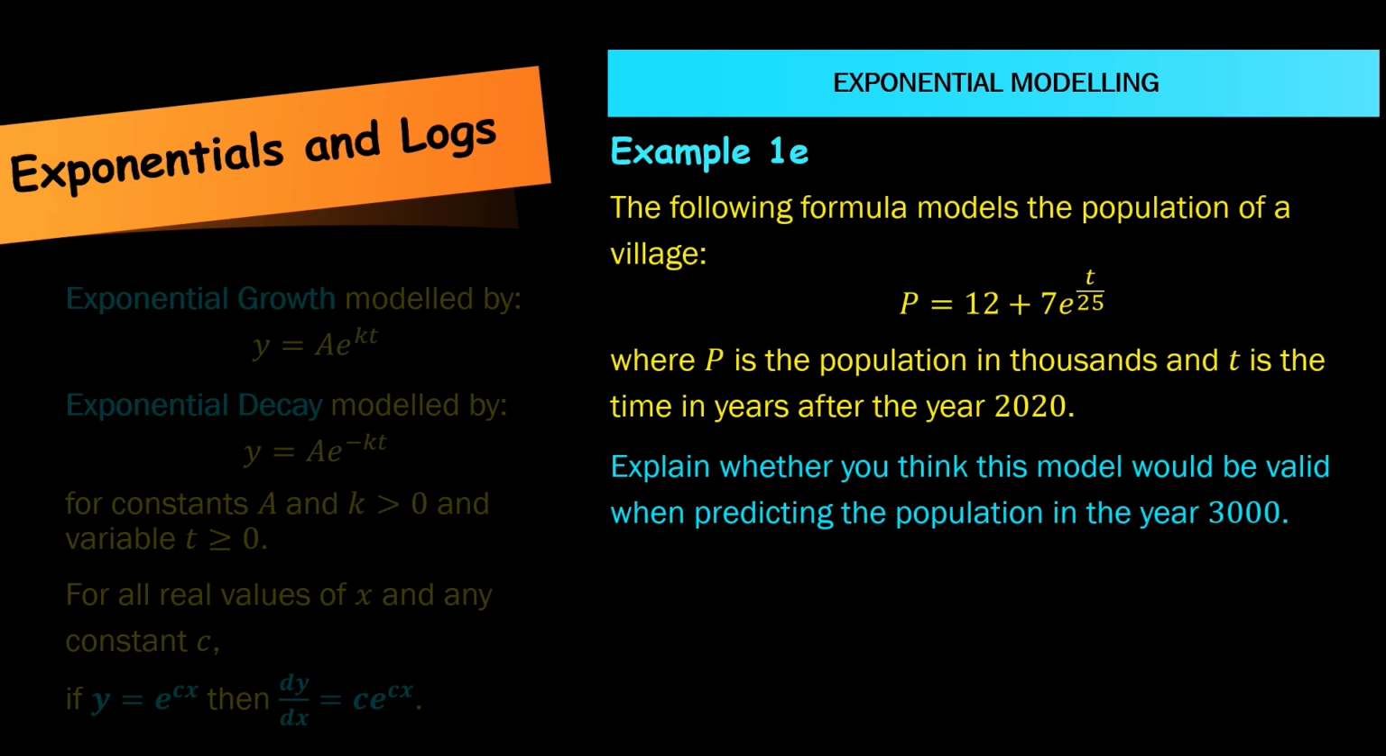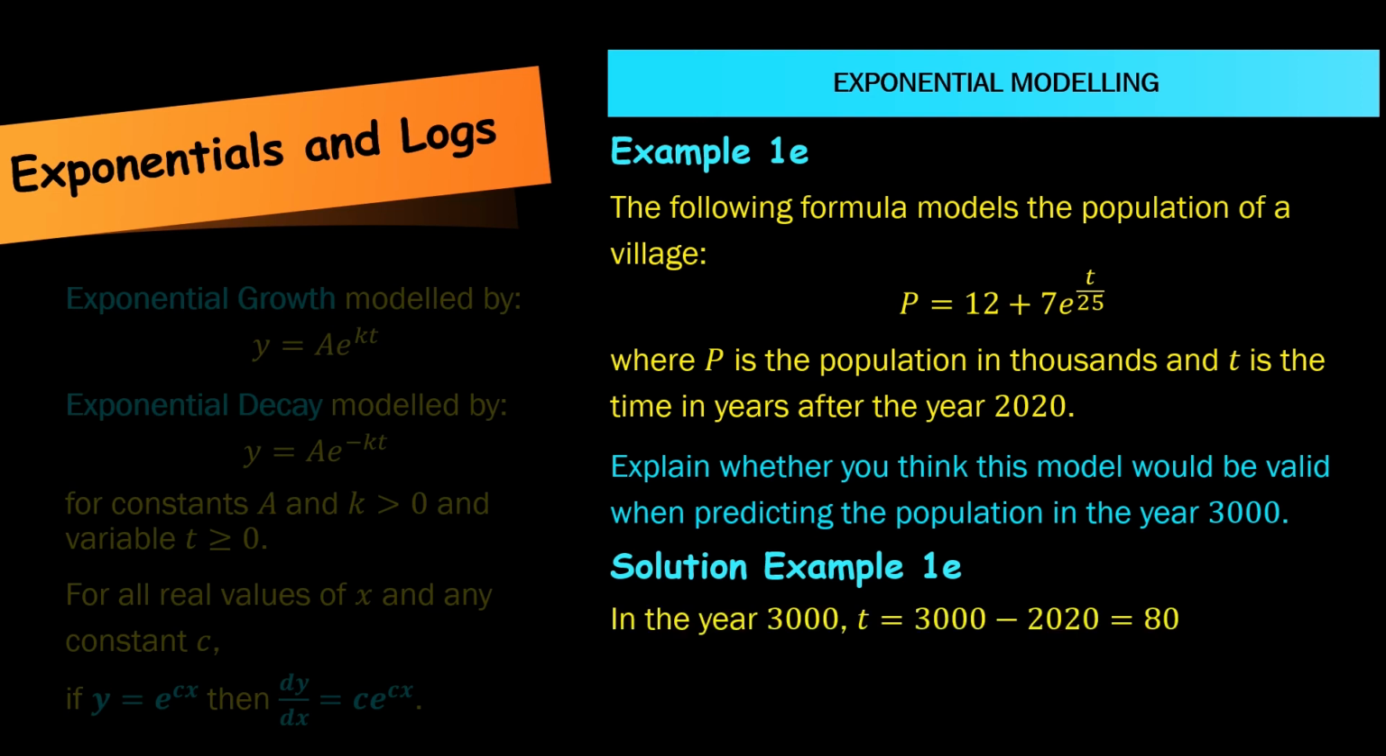And now for example 1e. Explain whether you think this model would be valid when predicting the population in the year 3000. Let's solve this. In the year 3000, if we were to use the formula, t is going to equal 3000 minus 2020, which equals 80. And therefore P equals 12 plus 7 times e to the power 80 over 25. We have input t equal to 80 into our equation for P.